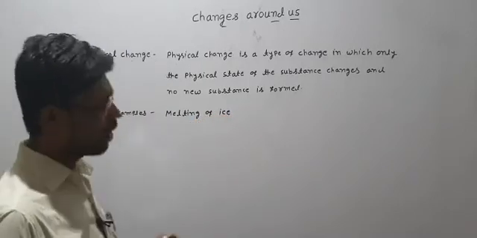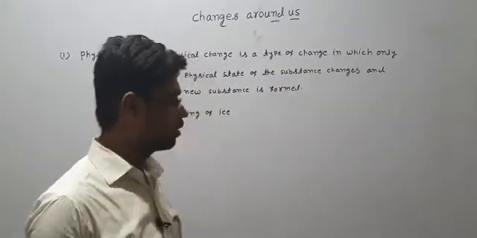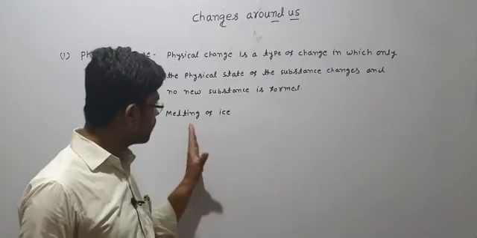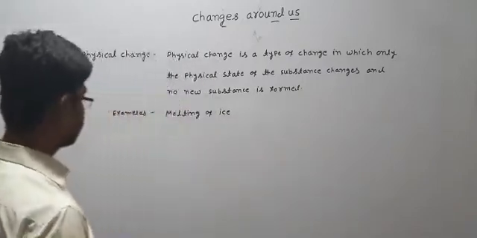So melting of ice means ice will just melt and turn into water, liquid water. But chemically, this thing remains the same, there is no change.